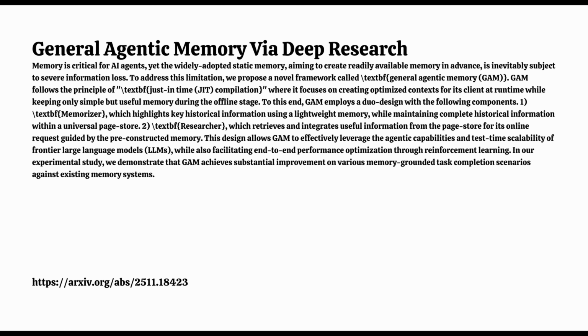Right. But before we get to the solution, we really need to define the problem. If GAM operates just in time, what have agents been using up until now? The current widely adopted standard is what researchers call ahead-of-time compilation, or AOT. Think of it like pre-planning every single step of a huge research project before your client even asks the first question. In this offline stage, the system does a massive amount of computation to compress the entire raw context into a lightweight fixed memory structure. And then all the future questions are answered from that summary. All subsequent requests are served based primarily on that pre-constructed condensed memory.